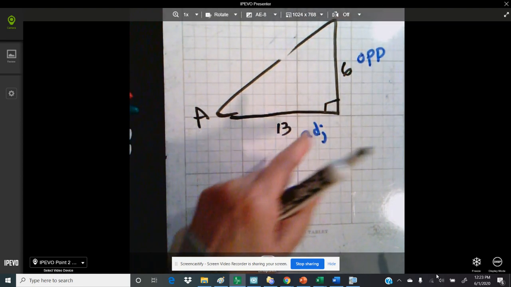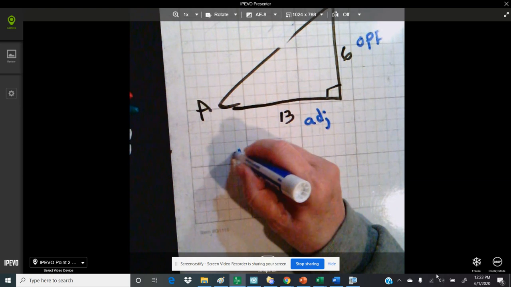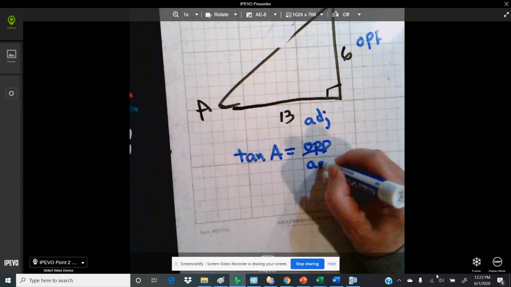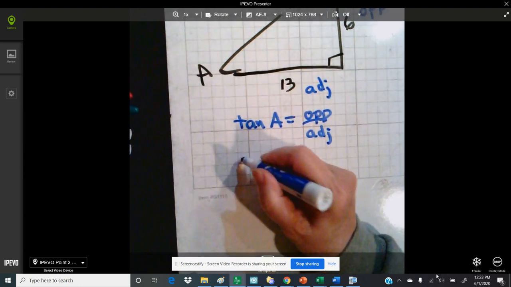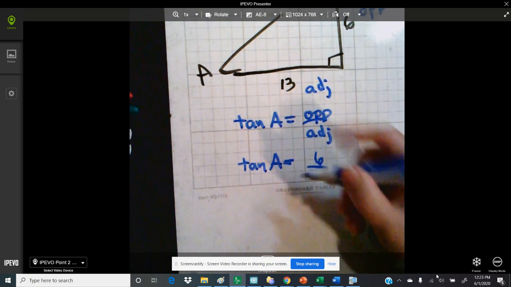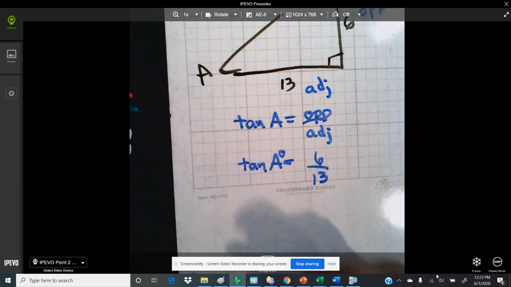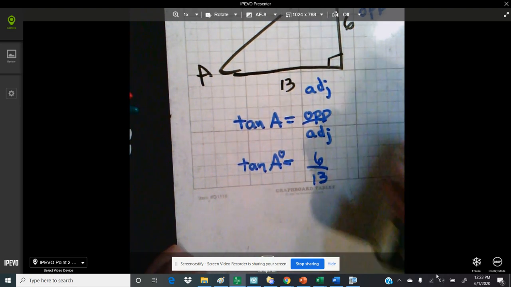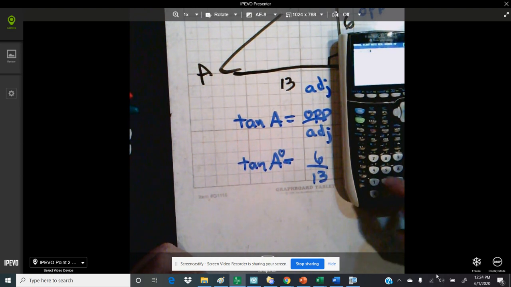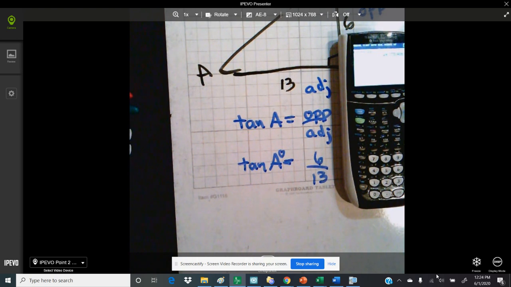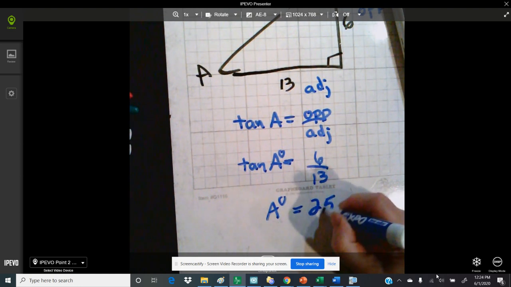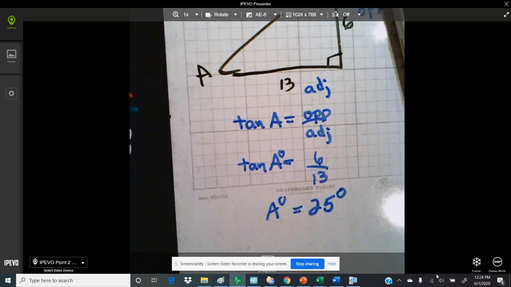I have to say, well, which function uses the opposite and the adjacent? So I know the tangent of A is going to be the opposite over the adjacent. The tangent of A is the opposite, which is 6, over the adjacent, which is 13. I'm trying to find an angle measure, so now I have to use that second button on my calculator. So I'm going to go second tangent, 6 divided by 13, and it's going to be 24.7, so 25 degrees. So I know the measure of angle A is 25 degrees.